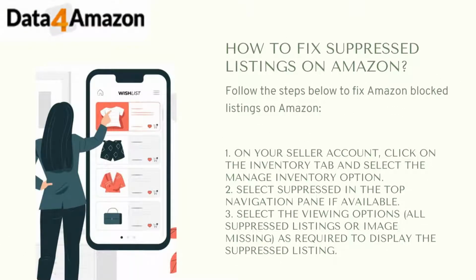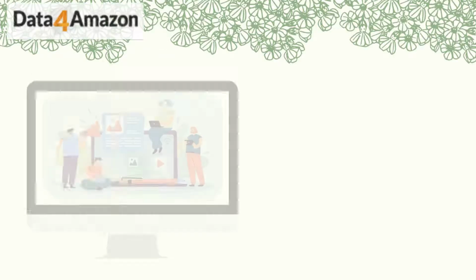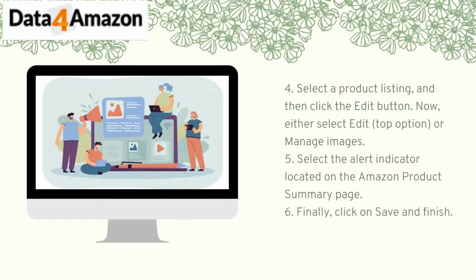How to fix suppressed listings on Amazon. Follow the steps below to fix blocked listings on Amazon. 1. On your seller account, click on the Inventory tab and select the Manage Inventory option. 2. Select Suppressed in the top navigation pane if available. 3. Select the viewing options, All suppressed listings or image missing, as required to display the suppressed listing. 4. Select a product listing, and then click the Edit button.